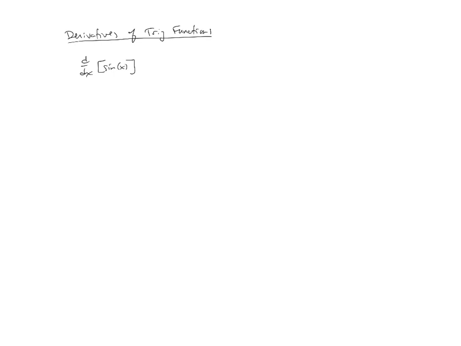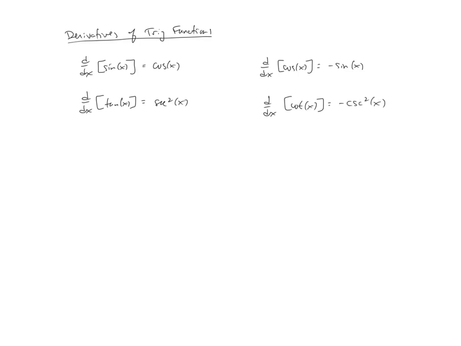The first one, the derivative of sine with respect to x is going to be cosine. The derivative of cosine with respect to x is going to be negative sine of x. So d dx of tangent of x is going to be secant squared of x. d dx of cotangent of x is going to be negative cosecant squared of x.